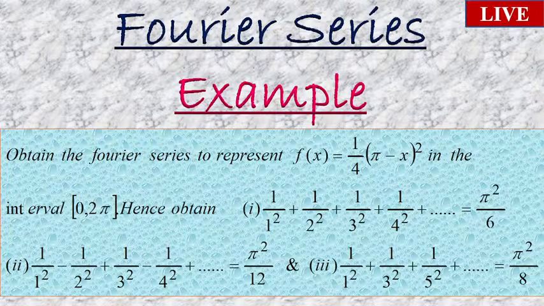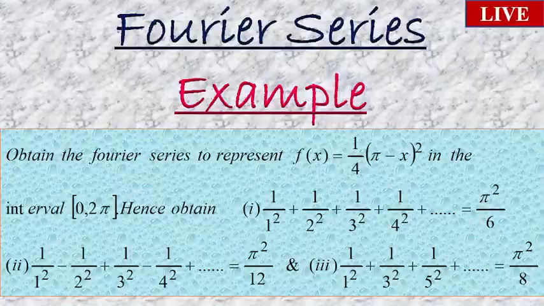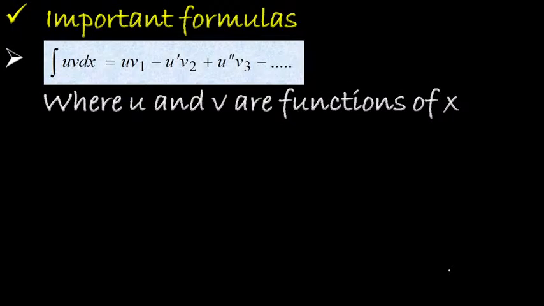First, what we are going to do is derive the Fourier series representation of the given function. Before that, let me have a short look over the formulas that we are going to use in this problem. The very first one is Bernoulli's formula. Whenever you have a product of two functions in the integral, we make use of this formula. Here both u and v are functions of x. By making use of this formula, we evaluate the integral and its value.